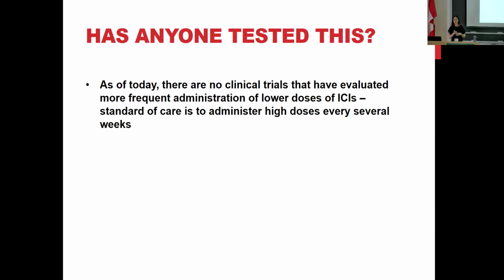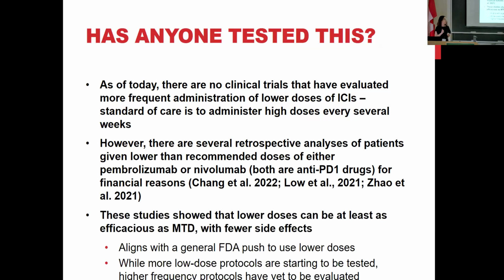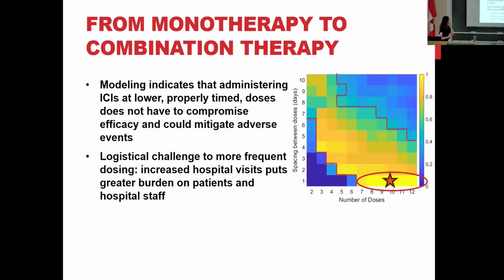So then the follow-up question is, are there any clinical trials where people have given lower doses of immune checkpoint inhibitors? And if so, what have they found? And the answer is, well, no trials have been designed this way. There are some retrospective studies where the people actually did take lower doses simply for financial reasons. And interestingly, these studies have shown that lower doses can be just as effective as higher doses and have fewer side effects. There's not anything out there where they're given closer together, but at least indicating that lower doses may be possible here.